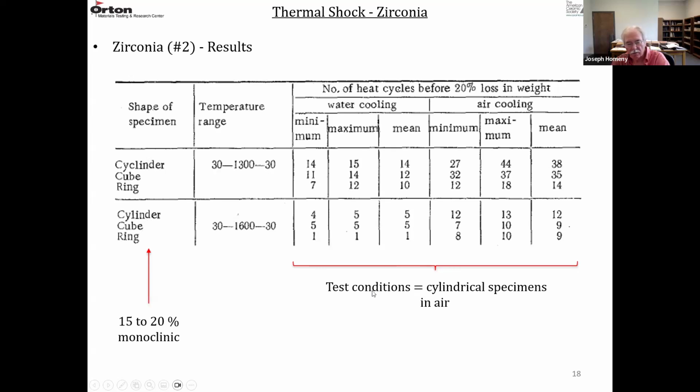So the rest of the test conditions in this paper, they're just looking at cylinders, whether it's 1300 or 1600, 38 or 12 cycles. So they're just going to use cylinders and air because this gave the least amount of damage.